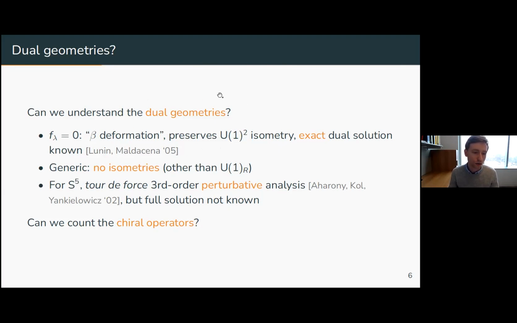Even if we can't understand the dual geometries completely, you might also wonder how we count the chiral operators in the supergravity. The field theory picture is very simple. You just need the superpotential. It's the cyclic homology of some algebra. How do you do the same kind of counting in the supergravity? And I'll tell you how to do that.